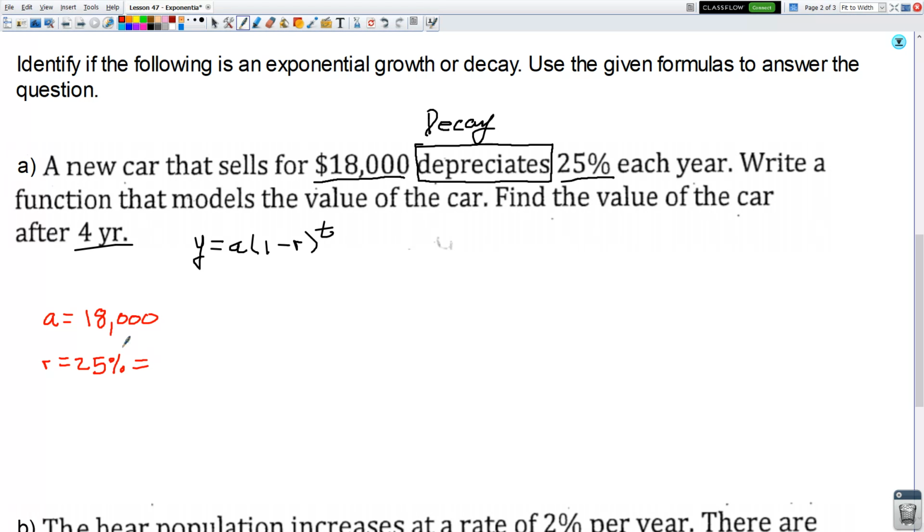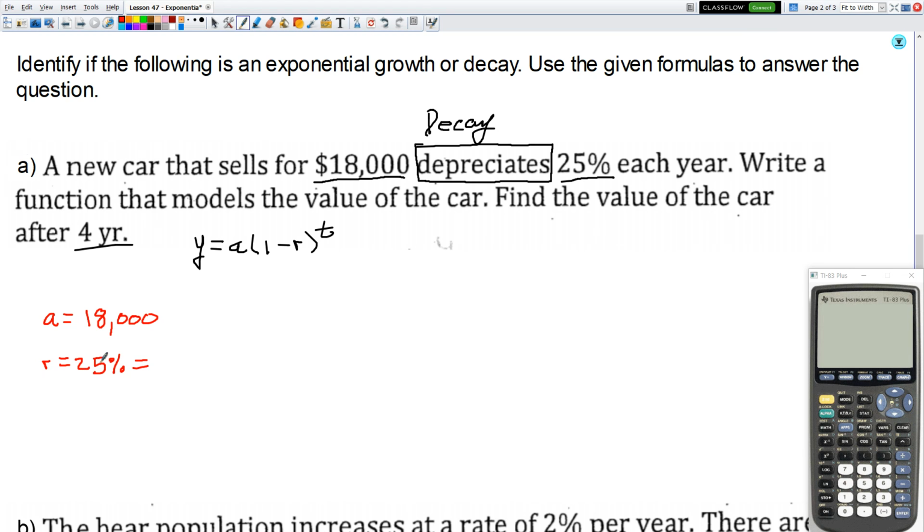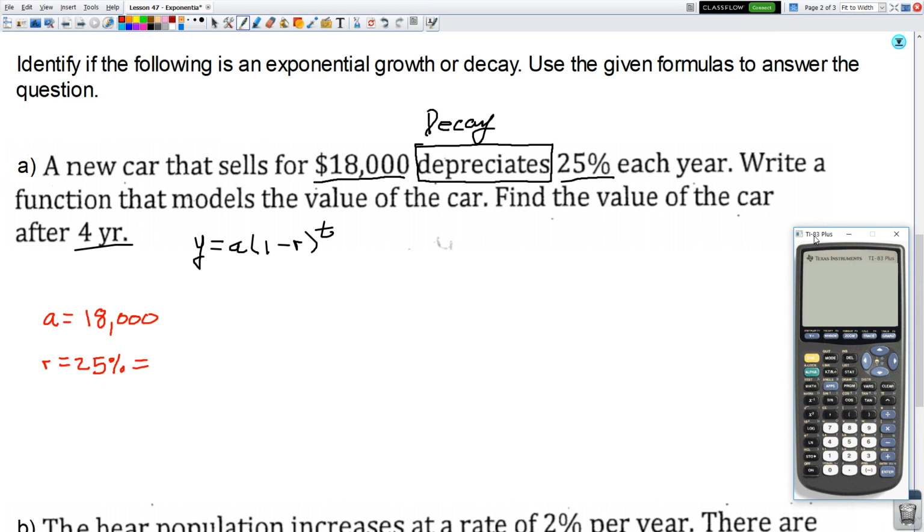But here's the deal. If we want to use this formula, we don't want the percentage. We want the decimal representation for our percentage. So we need to transform this 25% into a decimal representation, and to do that, we use our calculator. We take the percentage, which is 25, and divide it by 100 because there's 100% in a whole unit. So that means that the rate is 0.25. Now, what time are we interested in? We just need the value for t, and it says here that we want to look at 4 years. So here t is 4.